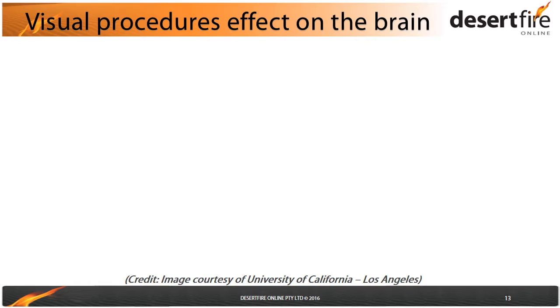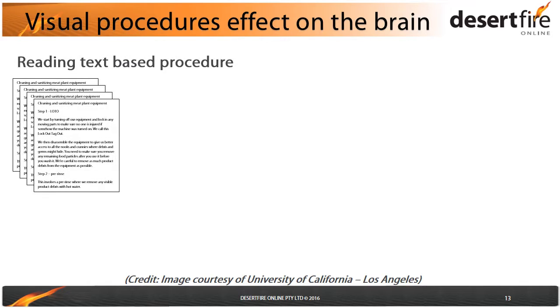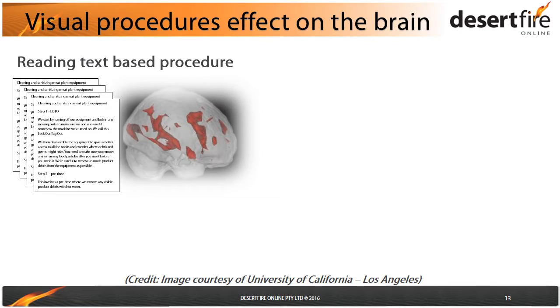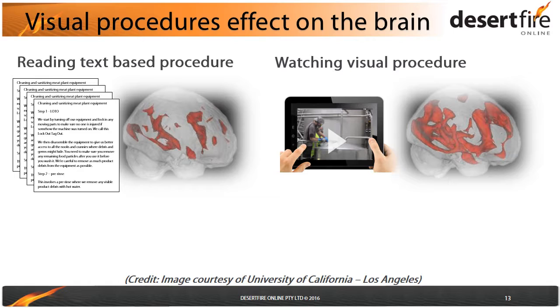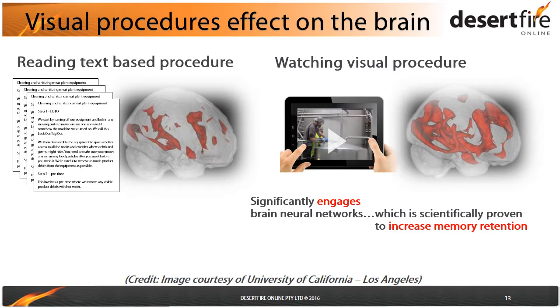Visual procedures actually activate more of the brain. We know this from a University of California study. They looked at the brain when people were reading text. Then they compared that to brain activity when people were watching videos. The videos resulted in much higher brain activity, which engaged more neural networks, which improves learning effectiveness and memory retention.